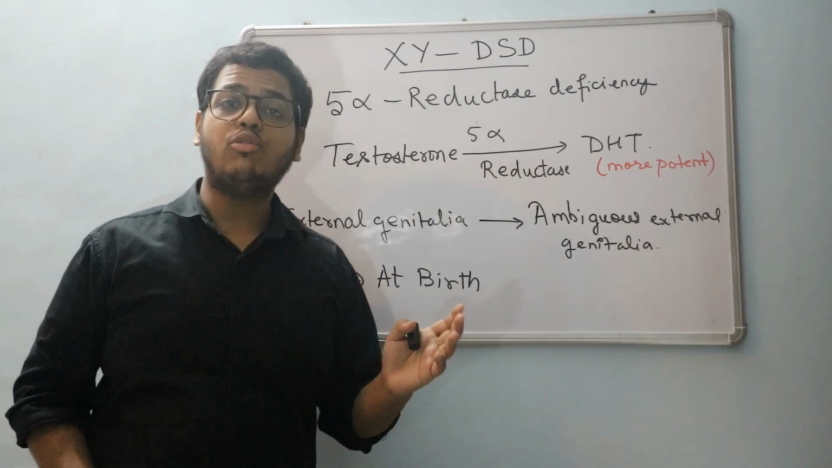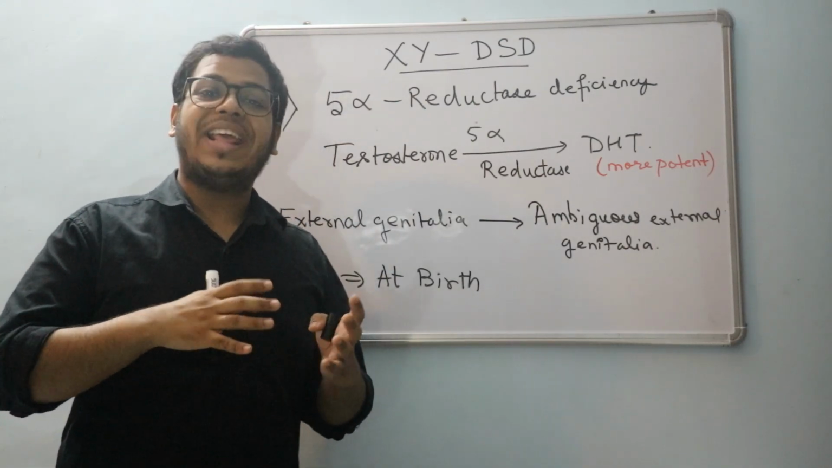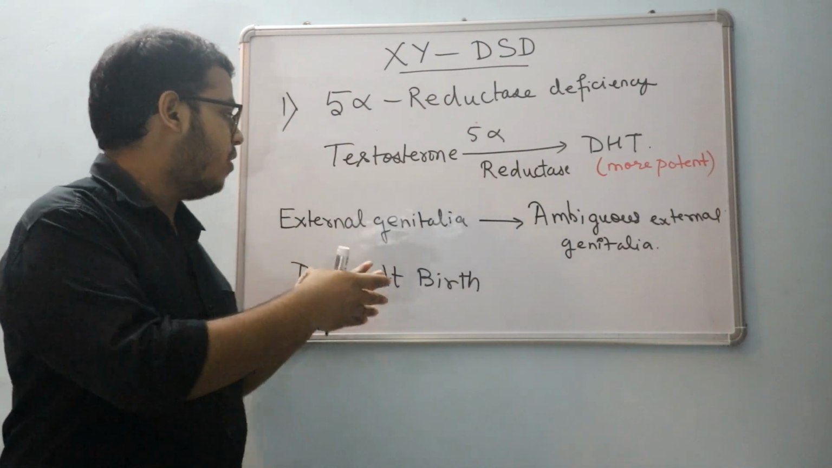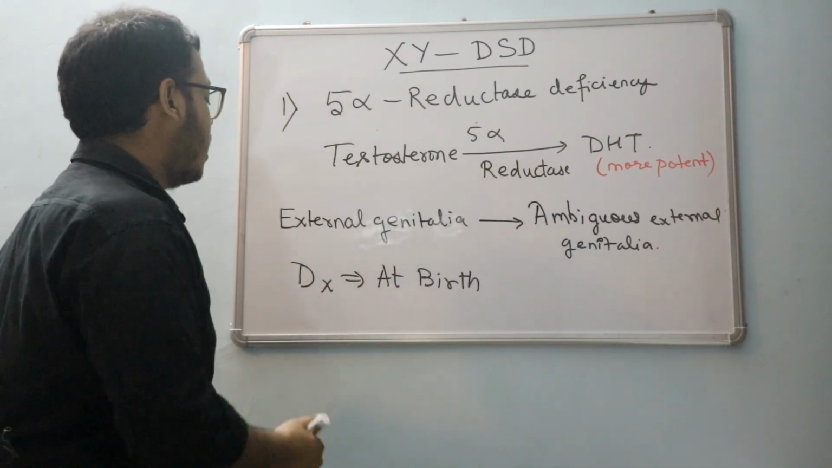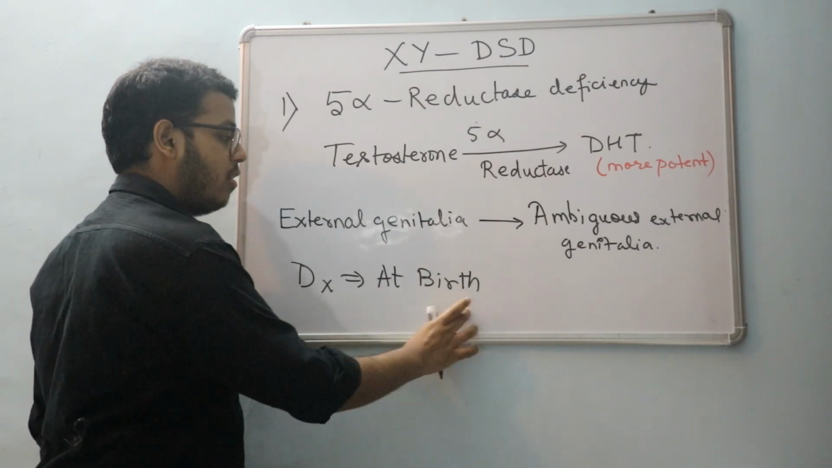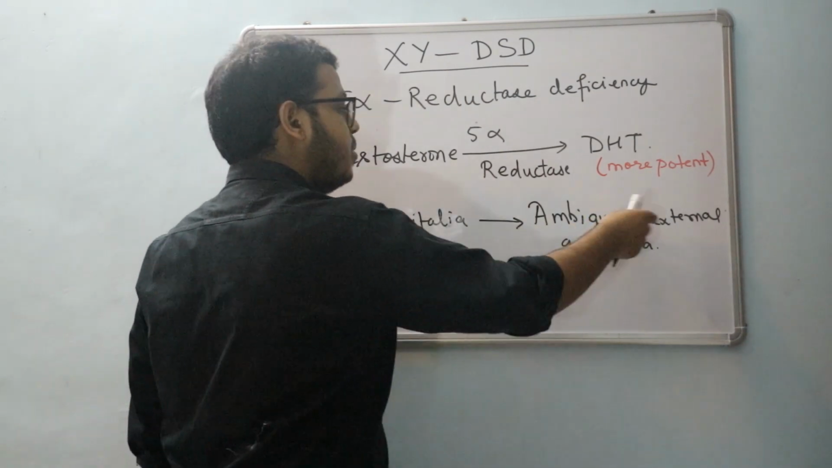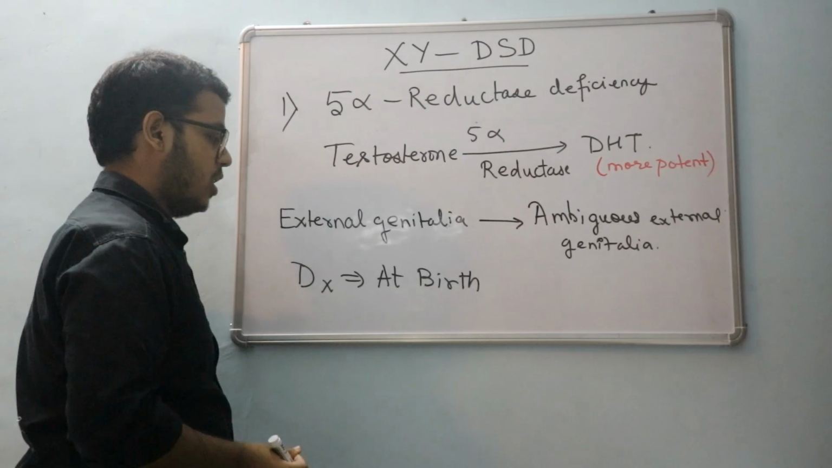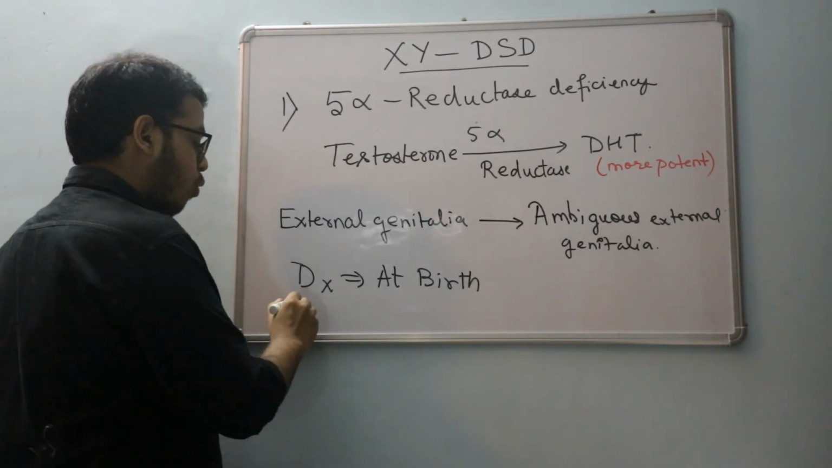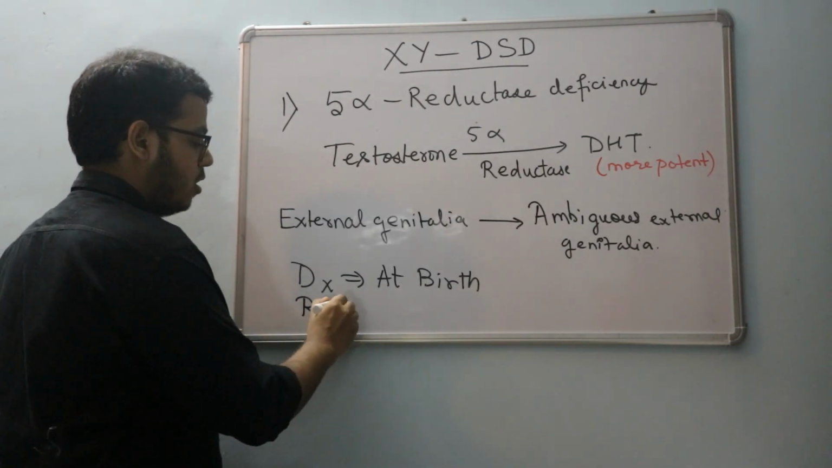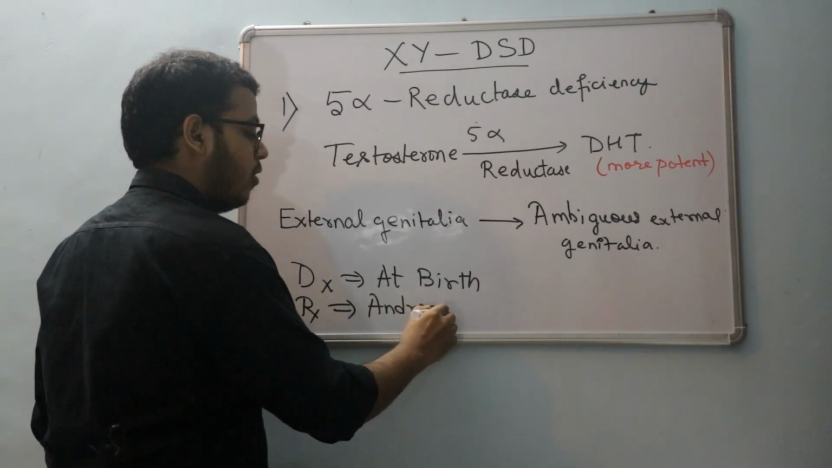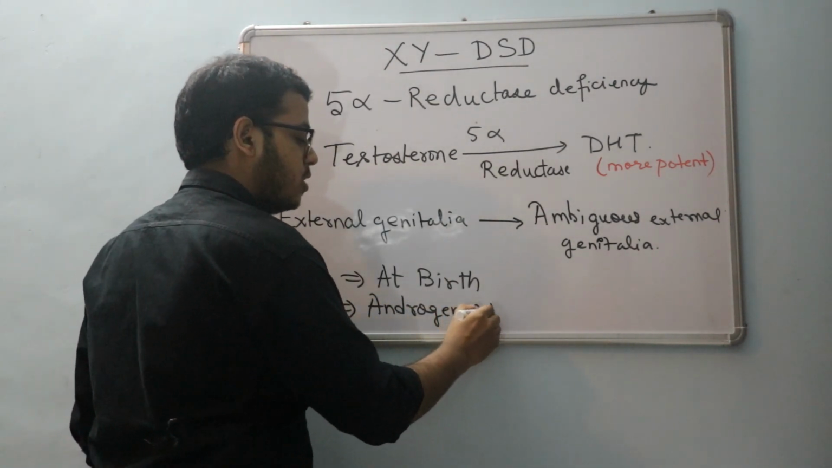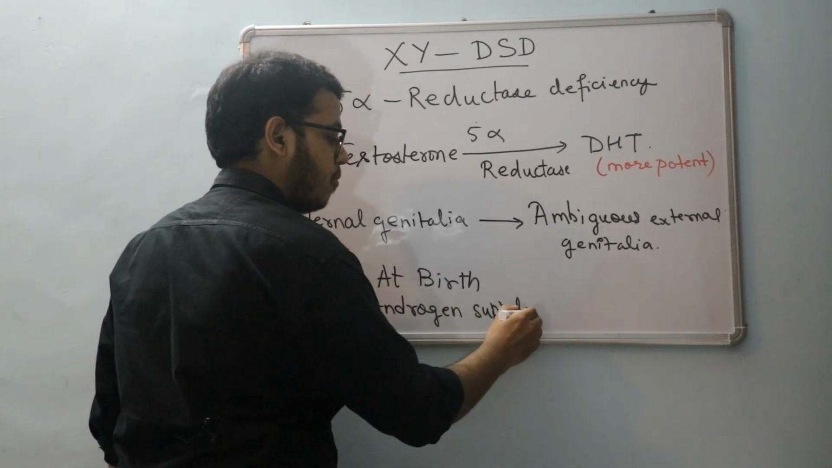We do not need to wait for amenorrhea to occur or something, which we will just now see what happens in the other two types of DSDs. But here the diagnosis will be there at birth only, and we will be able to see that there is the ambiguous external genitalia and all. Okay. What is the treatment for this? The treatment is androgen supplementation.